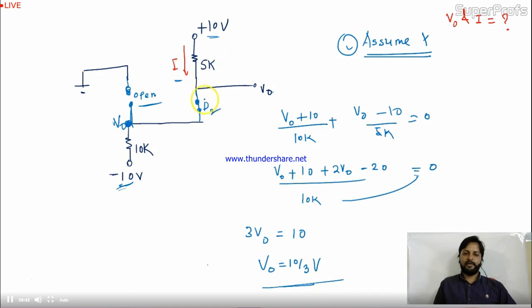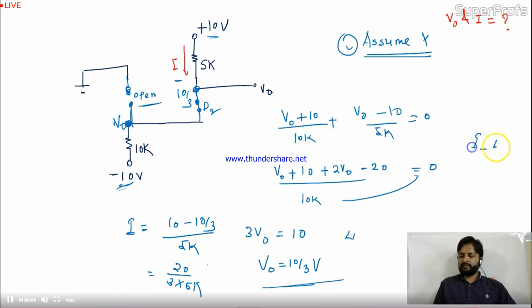What is the value of I? Here the voltage is 10 by 3. Can you find the value of I? I is nothing but the potential difference, 10 minus 10 by 3, divided by 5k. Is it okay? So this will be 30 minus 10, 20 by 3, divided by 5k. So this current is 4 by 3 milliampere. Is it okay to you? So this is the current in D2.